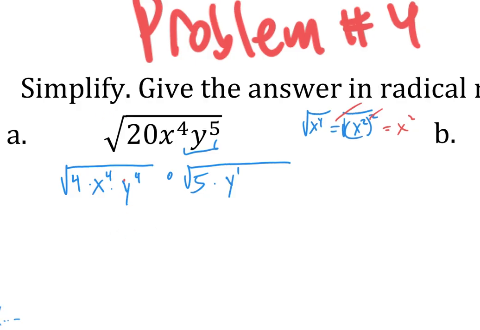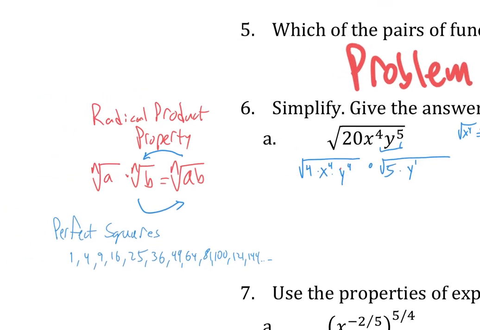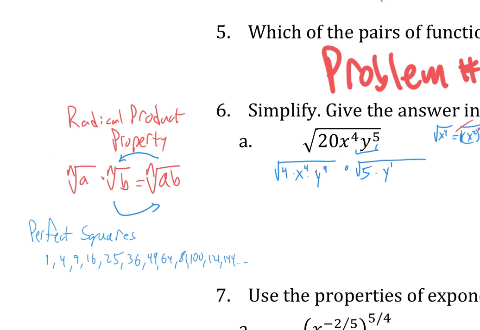According to our radical product property, this right here, let's see, this times this should equal this. Okay, and you should be able to go check that out. Is 4x to the fourth, y to the fourth, times 5y to the first, is that, well, this is all multiplication. 4 times 5 is 20. I've got x to the fourth, y to the fourth times y to the first. When we're multiplying powers, we add exponents. So yes, indeed, these two things multiply to that, right?